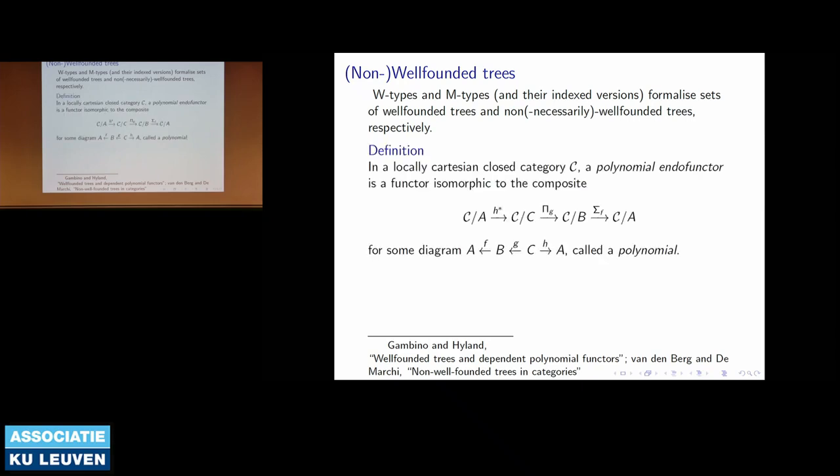I will recall their definition through their categorical semantics. This is also the only thing you can do in the case of co-induction. Very briefly, recall that a polynomial endofunctor in a locally Cartesian closed category is nothing but a functor isomorphic to a composite of this form. So you need to start with a so-called polynomial, a diagram of this shape. Then first you pull back along H, then you take the dependent product, and then the dependent coproduct.